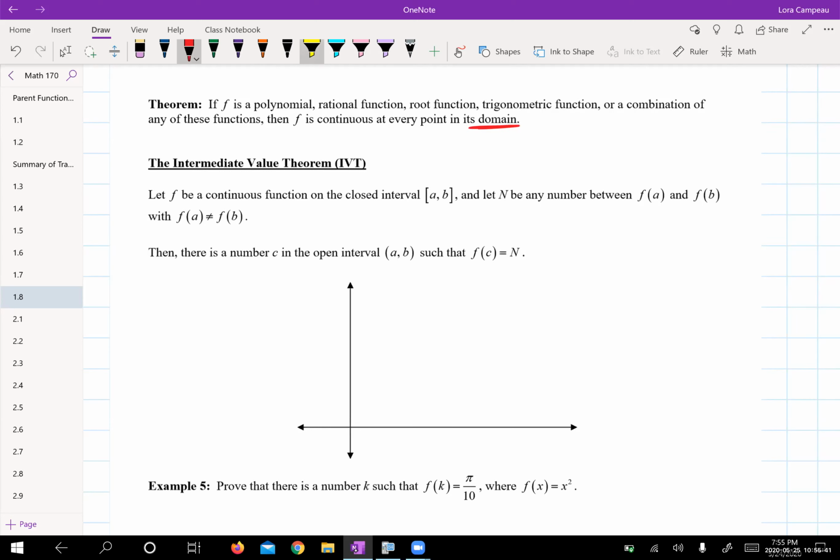So I like to be careful, because rational functions are not continuous everywhere, but if you are defining the domain of the rational function, it will be continuous at every point in its domain. So I want to make sure that you're clear on that.